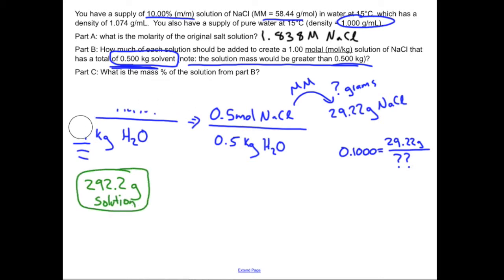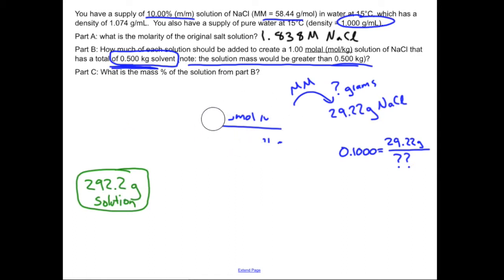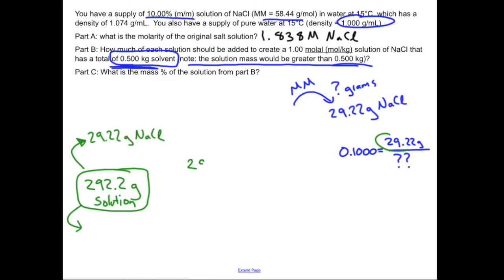Because this is where the bookkeeping part gets important. If I have that much solution, that is in part, moving the decimal place back again, 29.22 grams sodium chloride, but that is also the 292.2 grams of the solution minus whatever mass was sodium chloride. Notice there is a decimal place difference on those two numbers. And what that gets me is 262.98 grams of water. And notice that if you take the amount of water plus the amount of salt, you will get the 292.2 grams of solution that are in the middle.